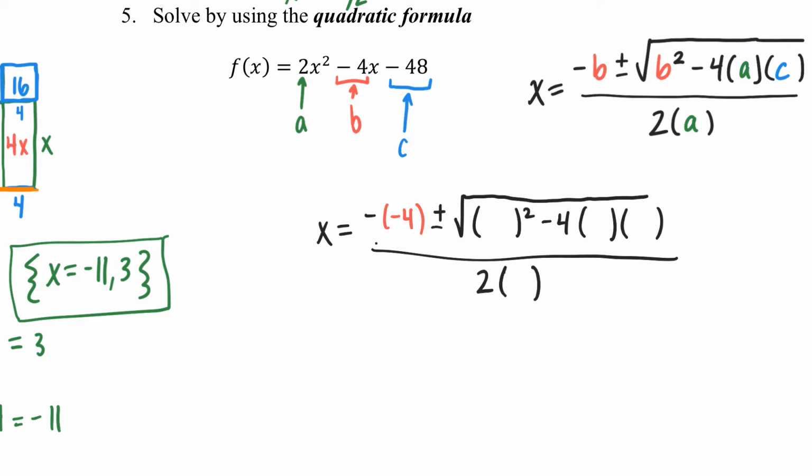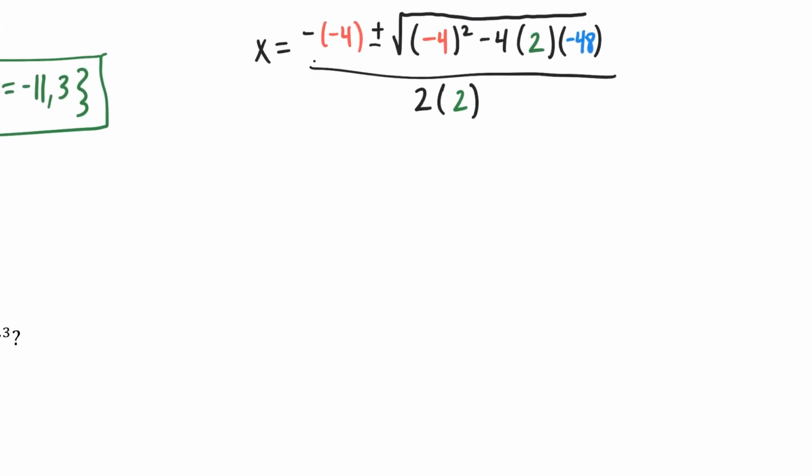I'm just going to fill that out now. Okay, so b squared, so we got negative 4 in there. And then we're going to do minus 4 times a, where a was 2, and c, where c is negative 48. And then this is all going to be divided by 2a, where that number there is 2. Okay, so we got that, and then we're just going to simplify this a little bit.